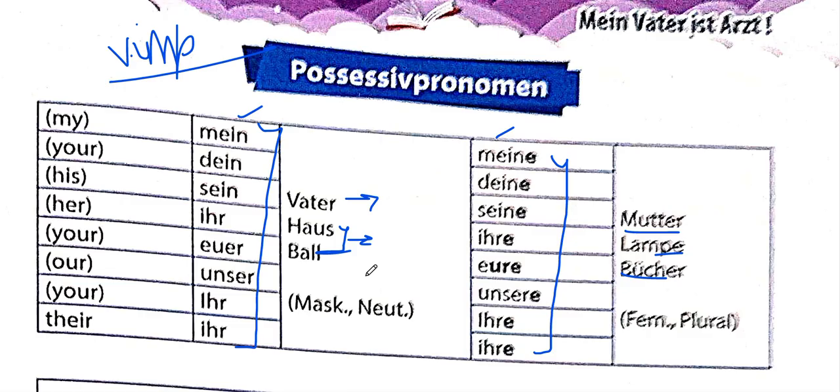One difference you might see is with euer, because here it's against ihr. Euer is nothing but, instead of adding an extra e, you will just swap the r and e position. It will become eure, meine, deine, seine, ihre, eure, unsere, ihre, mein, dein, sein, ihr, euer, unser, ihr. So it's very simple.